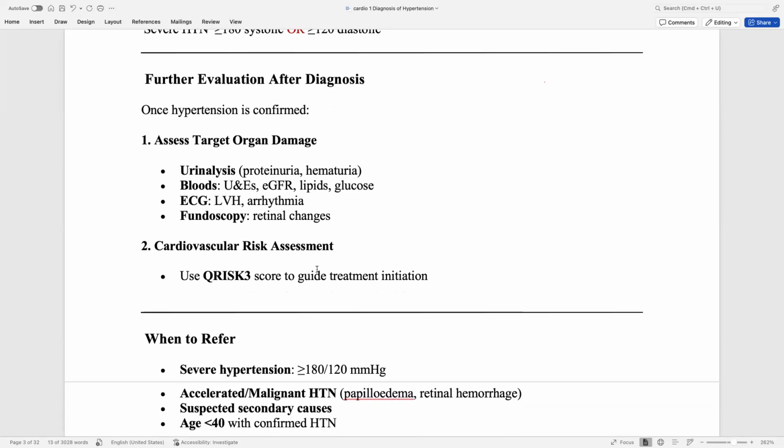And we need to assess the cardiovascular risk by QRisk. That's a questionnaire. We will open the QRisk application, or just search QRisk on Google. You will take a form, you will fill it, and then you will calculate the score.